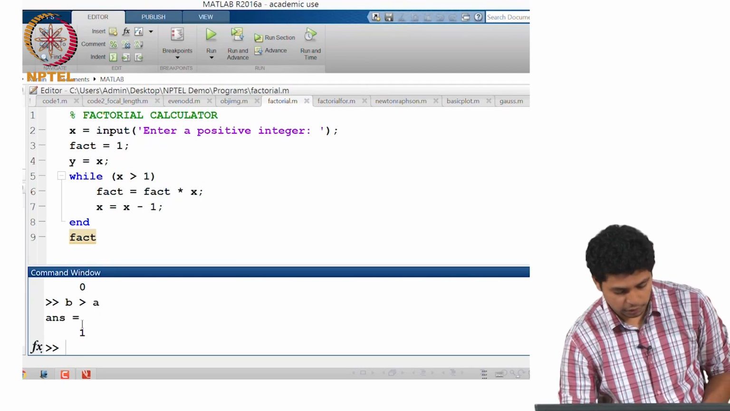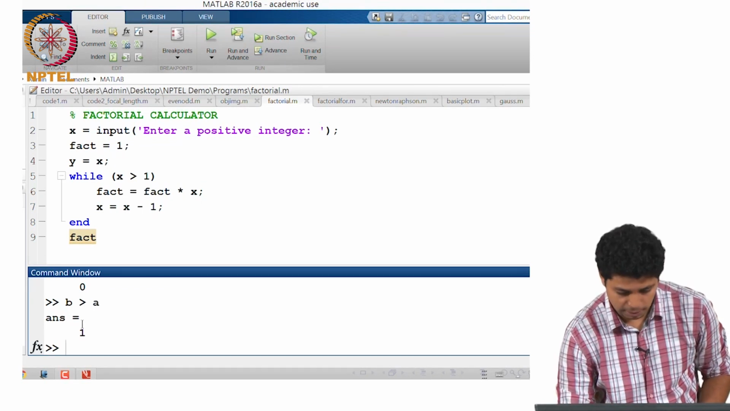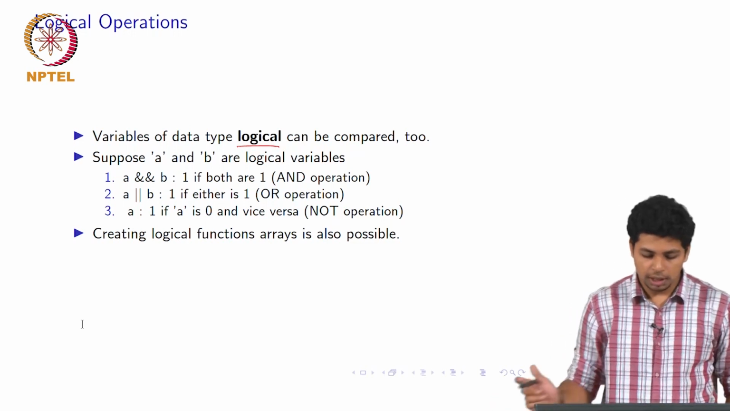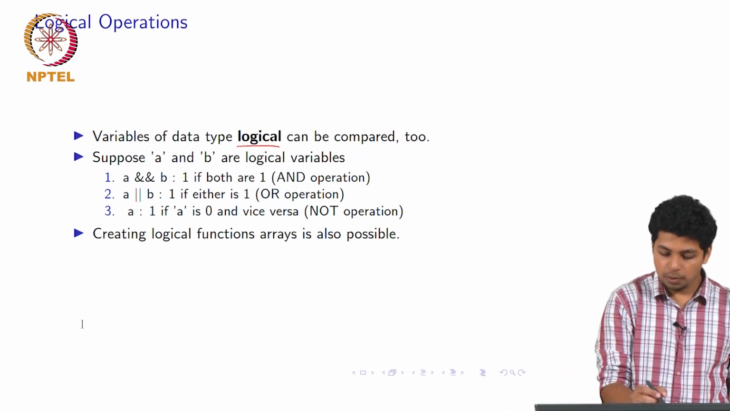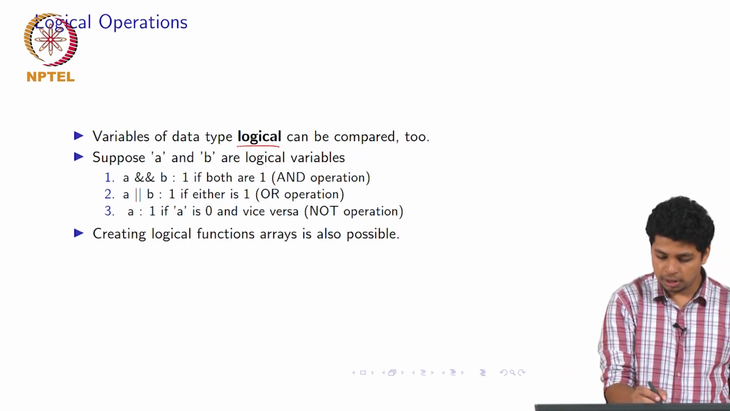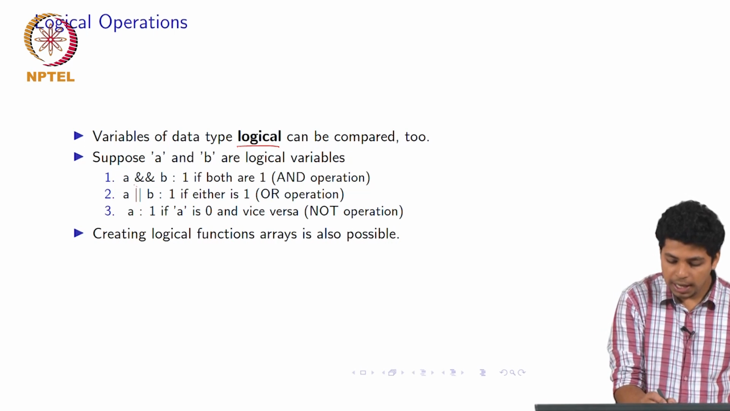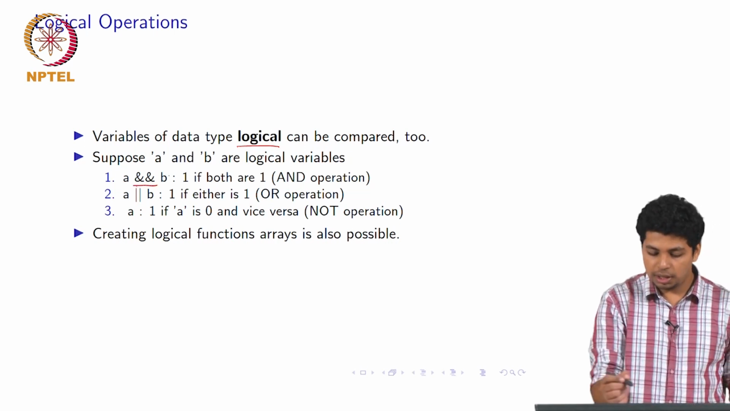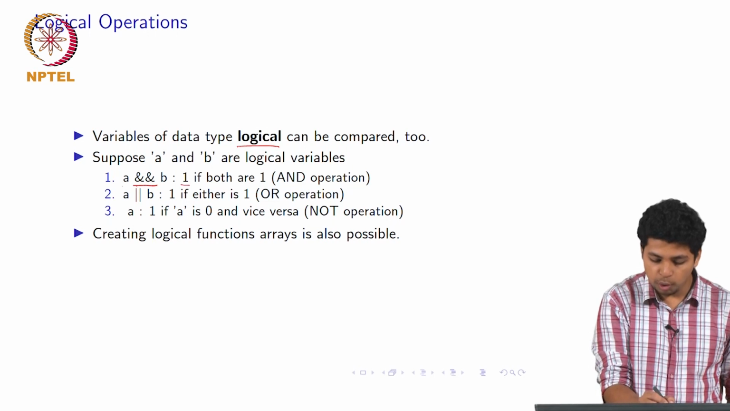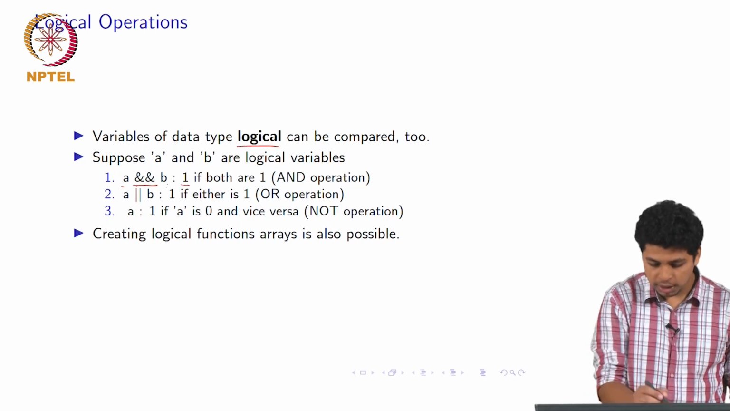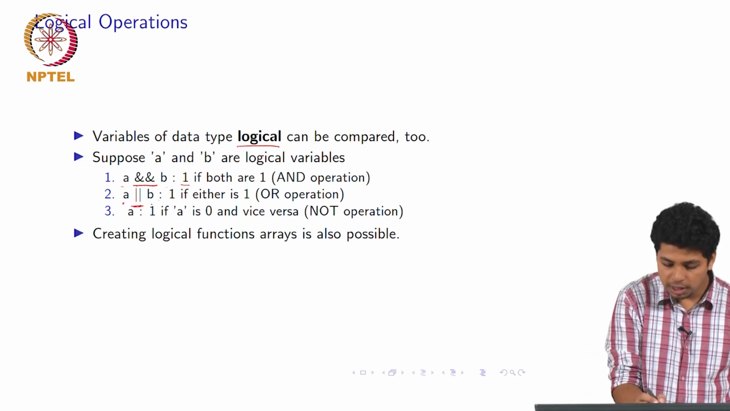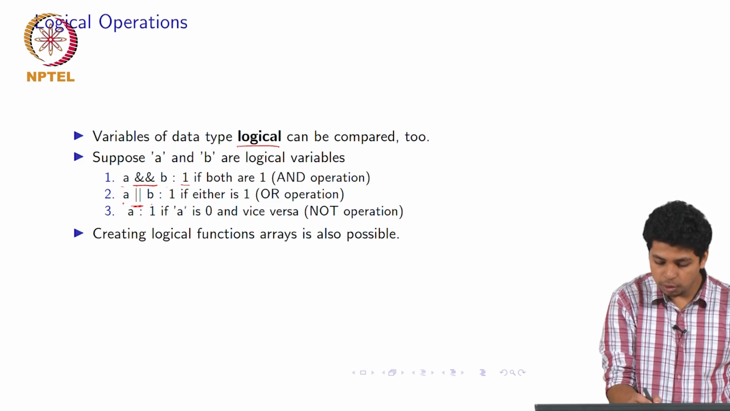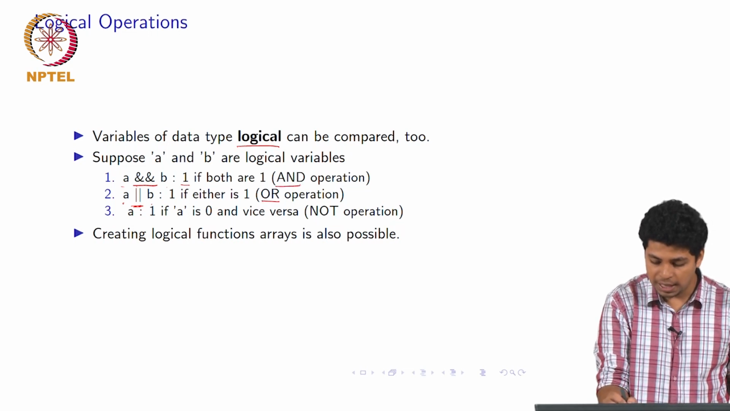This is what true and false are represented as in MATLAB. Now on logical type functions, we can do operations like this: A and B will be true if both A and B are true. A or B will be true if either of A and B is true, and it will only be false when both are false. This is the OR operation. The previous one was the AND operation.